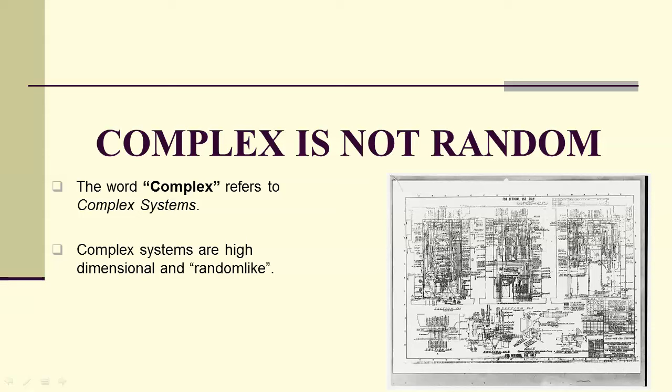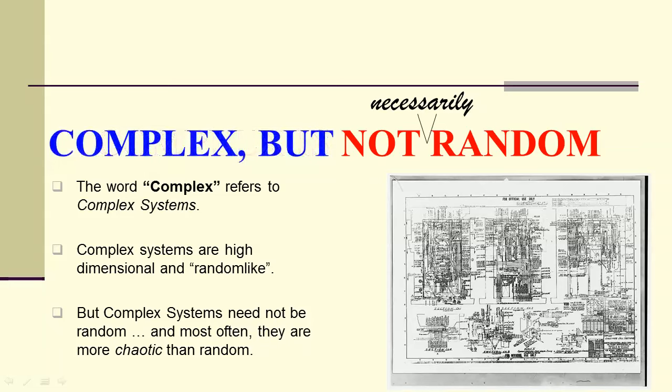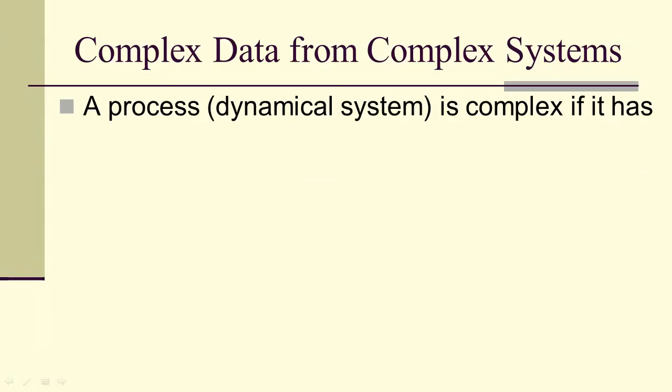So we've been talking about complexity, which refers to complex systems, and these complex systems are high dimensional and random-like, but they need not be random, and most often they are more chaotic than random. So complex is not necessarily random. In fact, we'll think of complex, but not necessarily random.